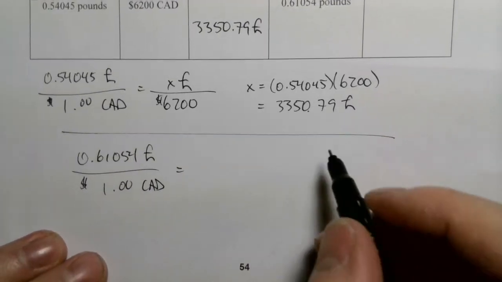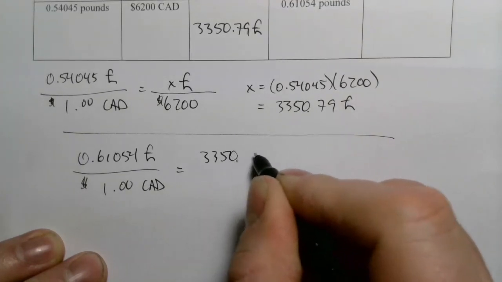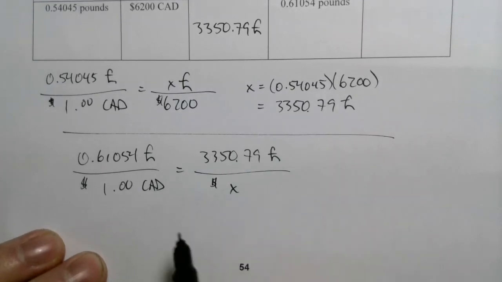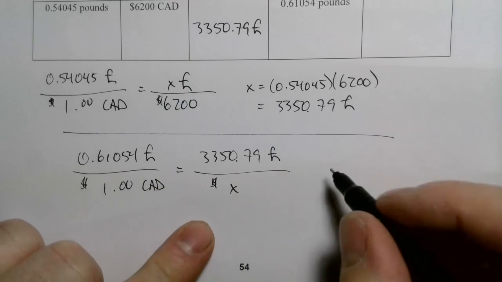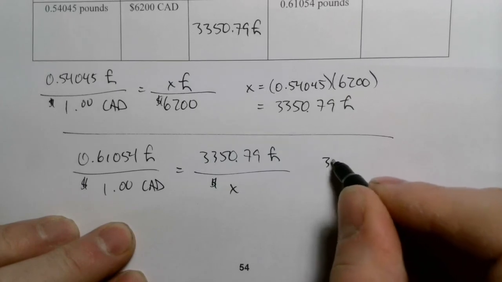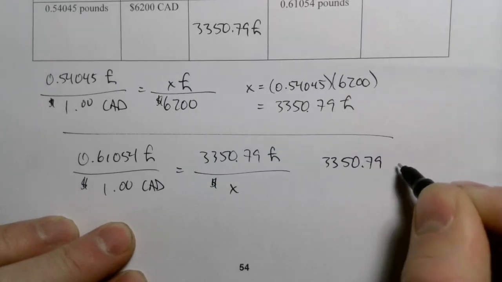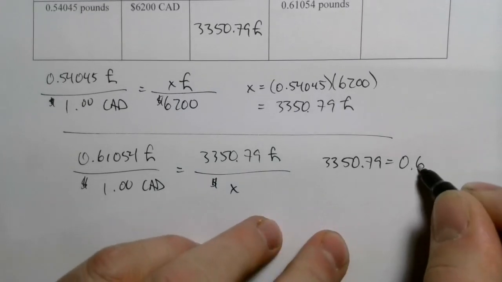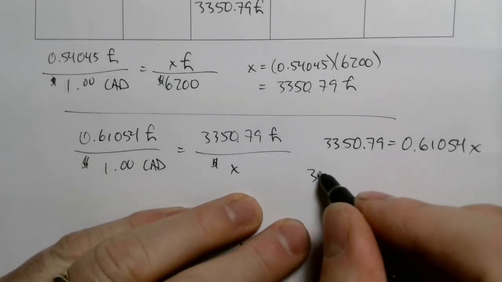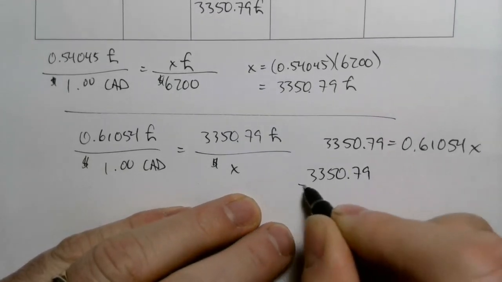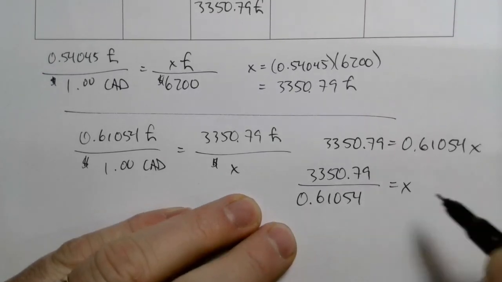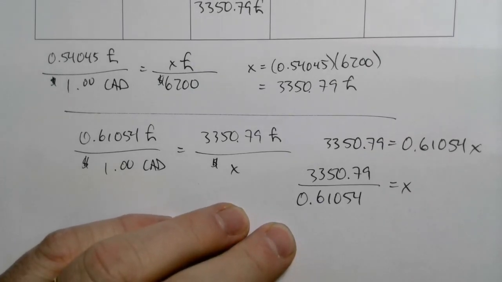We have got, from our previous step here, 3,350.79 pounds, and we're trying to figure out how much we've got Canadian. Cross multiply. This is going to be a little bit more complicated just because my 1 is down here. So 1 times 3,350.79 is going to equal 0.61054 multiplied by x. And then I'm going to divide, so 3,350.79 divided by 0.61054. This is going to be how much Canadian we have left over.